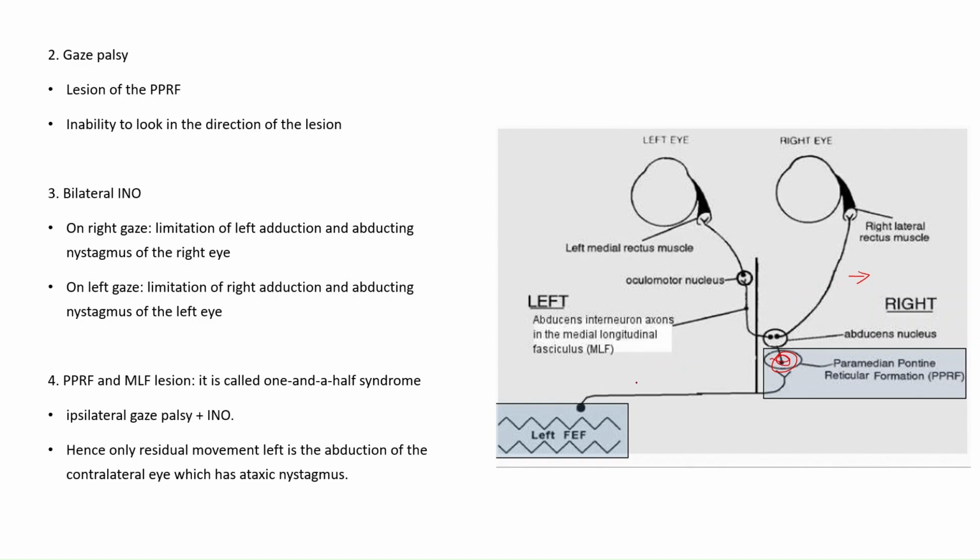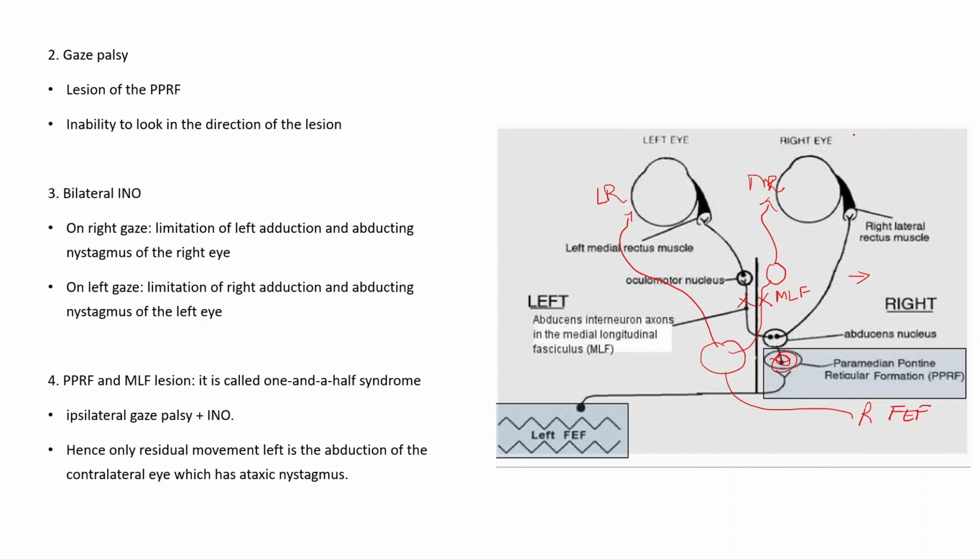Okay. So what happens in bilateral INO? Suppose there is a PPRF here, which is connected by the right frontal eye field. Then from here it is going to the lateral rectus, and from here it's going to the oculomotor neuron and the medial rectus. So what is bilateral INO? Affection of both sides medial longitudinal fasciculus. So what happens in unilateral INO is happening twice, that's all.